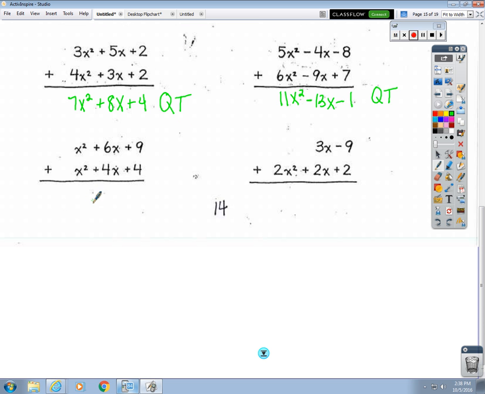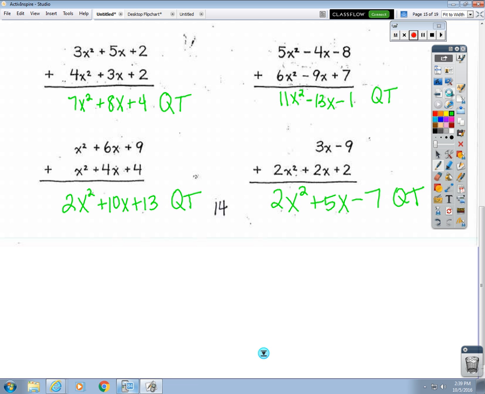Okay, what did you get for this one? 2x squared. Okay, and what is the name of it? QT, quadratic trinomial. Sam, tell me the answer to this one. Okay, so you have 2x squared plus 5x minus 7. Oh, it is minus 7. And then it's a QT. Right. Okay, this is your classwork.